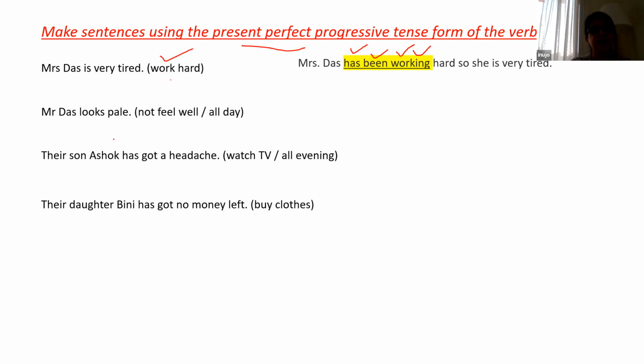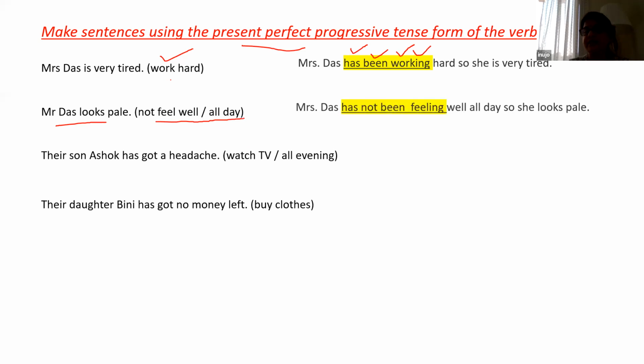So similarly, next one, Mrs. Das looks pale, not feel well all day. So how will you change it into present perfect progressive? You make it Mrs. Das has not been feeling very well. Has, because it is a negative sentence, she's not feeling well. So we use not. Again, been, your verb is feel and ing. Mrs. Das has not been feeling well all day.